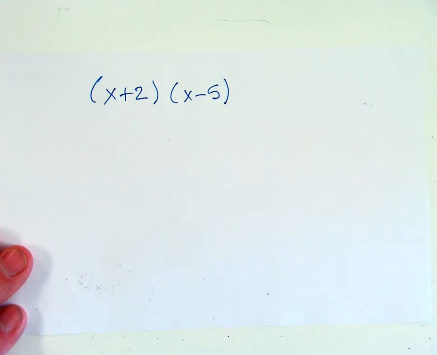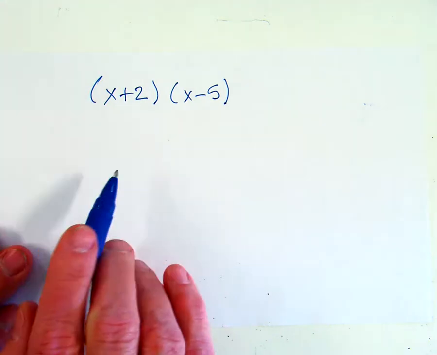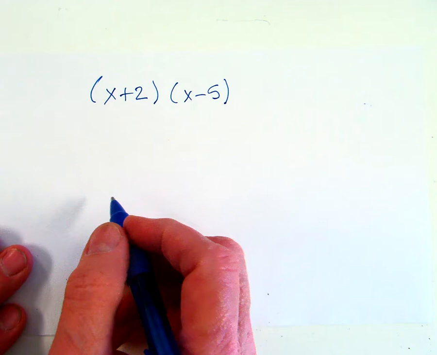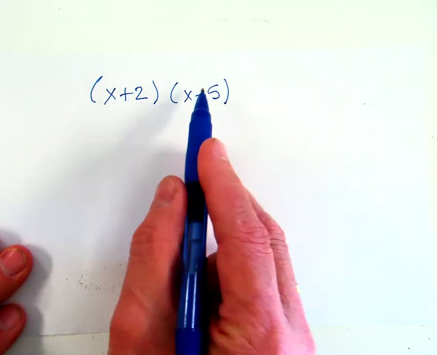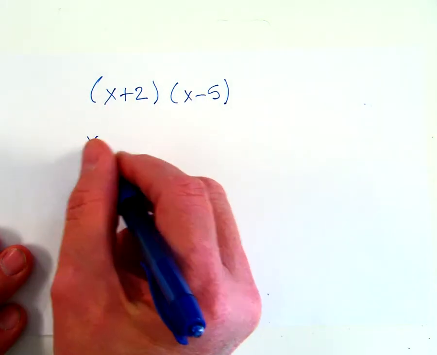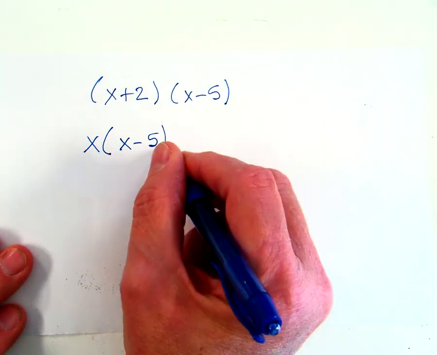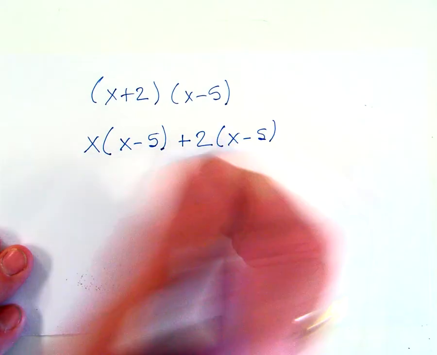Now, when you very first started doing this expanding out, you were probably told to do something like I'm about to do, and you very quickly hopped over it because it's just so simple. But for the purpose of factoring, I want to see what the full process is. So first we would say x times the other parentheses. X distributed to the entire other parentheses plus 2 times x minus 5.